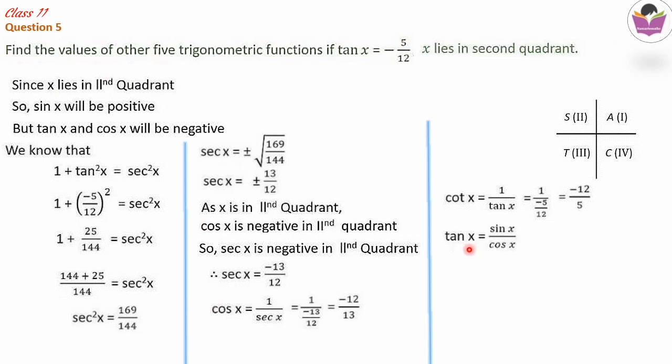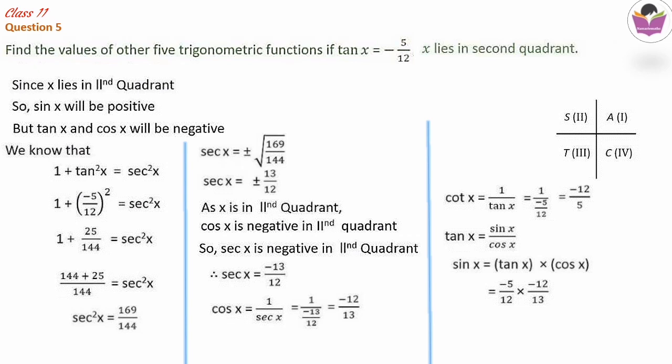Next is sin x. Tan x is sin x by cos x, that is a formula. We want sin x. Then sin x is equal to tan x into cos x. Previously we have done this type of calculation. Sin x means just cross multiply it, tan x and cos x. That is tan x into cos x, that is equal to, tan x we have the value minus 5 by 12. Tan x value is minus 5 by 12.